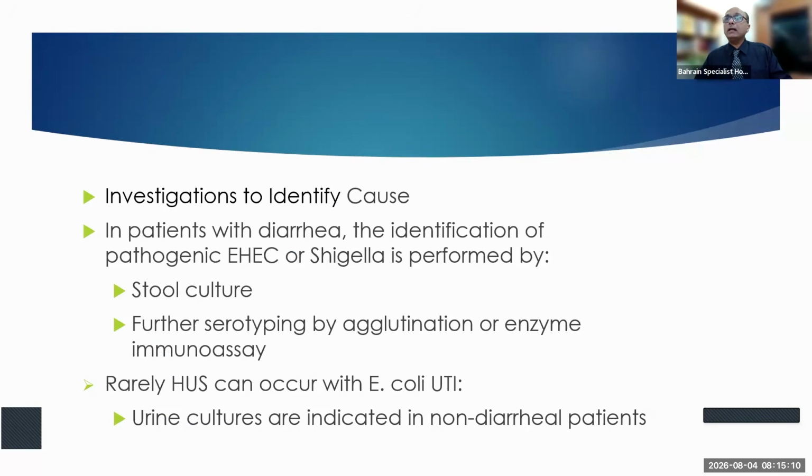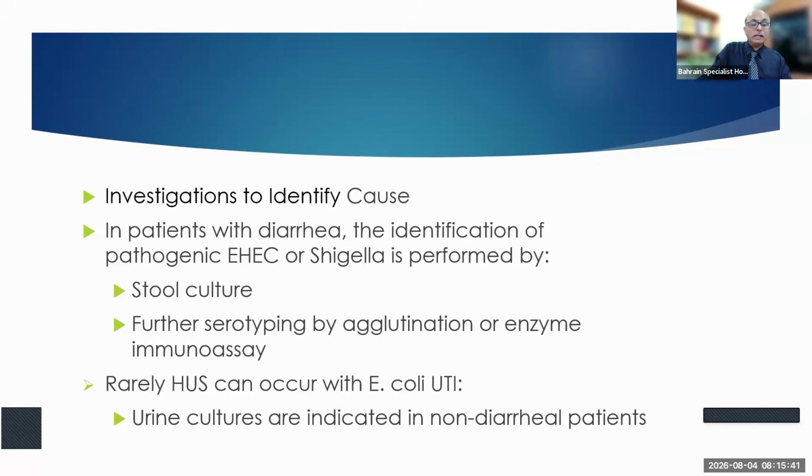Another thing is to investigate the cause of dysentery. In a patient with diarrhea, identification of pathogenic E. coli producing Shiga toxin, E. coli O157:H7, or Shigella is performed by stool culture. Further serotyping is by agglutination or enzyme immunoassay. Nowadays, PCR is the one which gives you early diagnosis. Rarely, hemolytic uremic syndrome can occur with E. coli UTI.